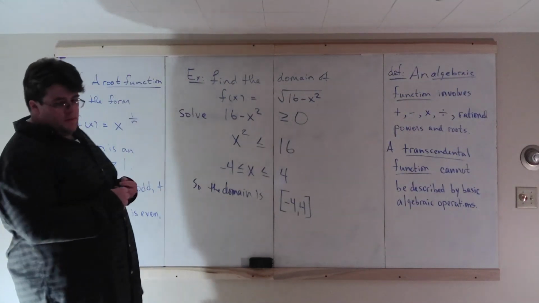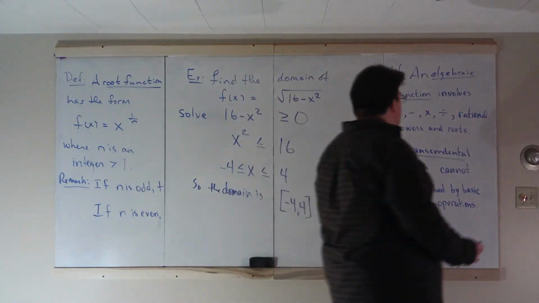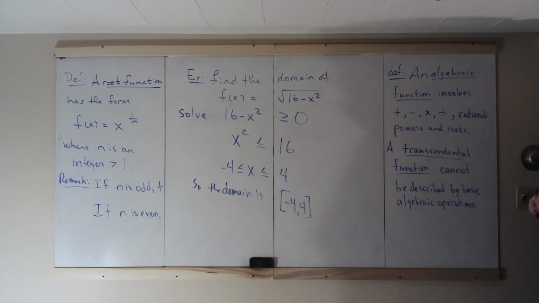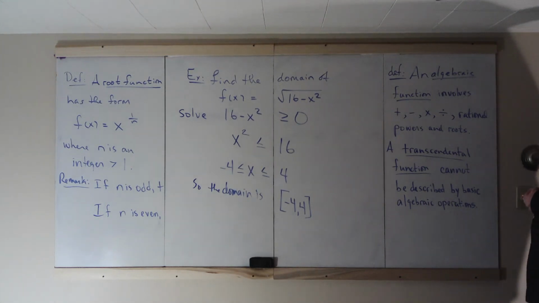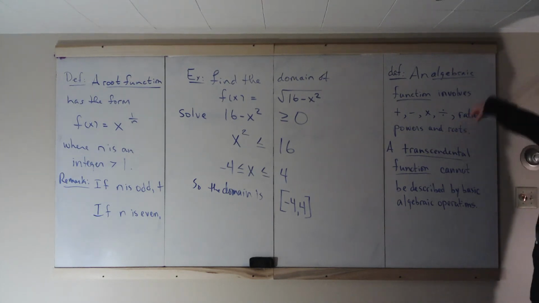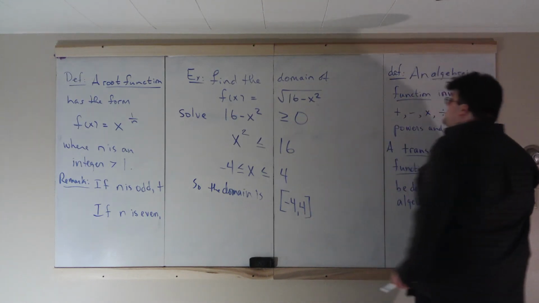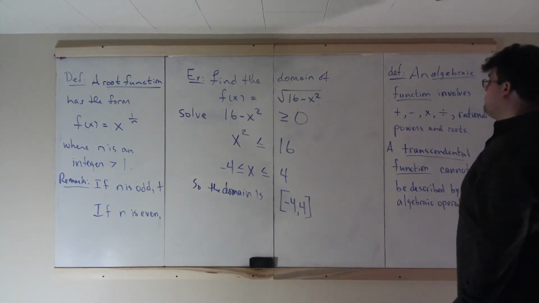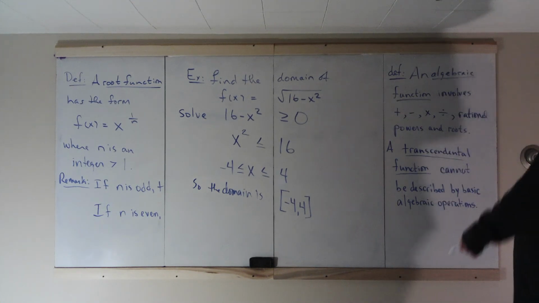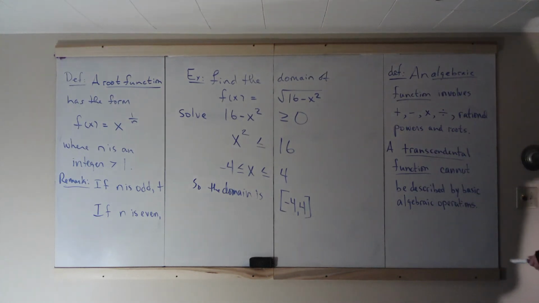Now, all the functions we've talked about so far are examples of algebraic functions. An algebraic function involves addition, subtraction, multiplication, division, rational powers, and roots. You can make a lot of functions using these. You can compose these together and make all kinds of functions. Like this right here is a root function composed with a quadratic function. So you could compose them. You can add these, do any of these operations on them, use rational powers, use roots.